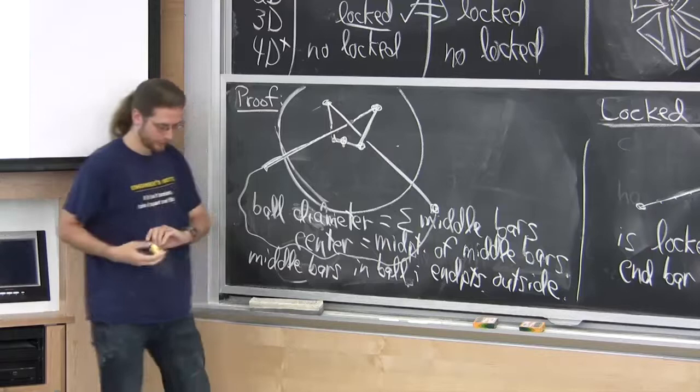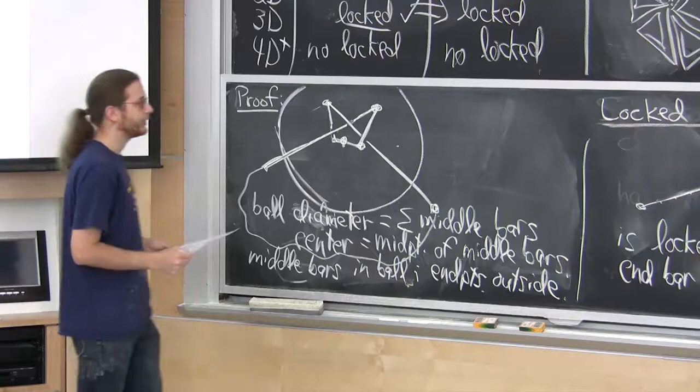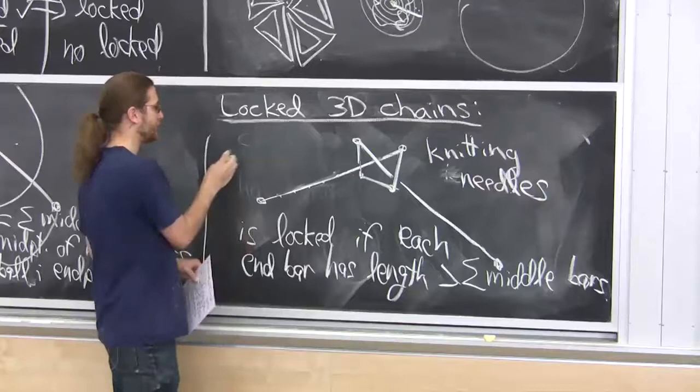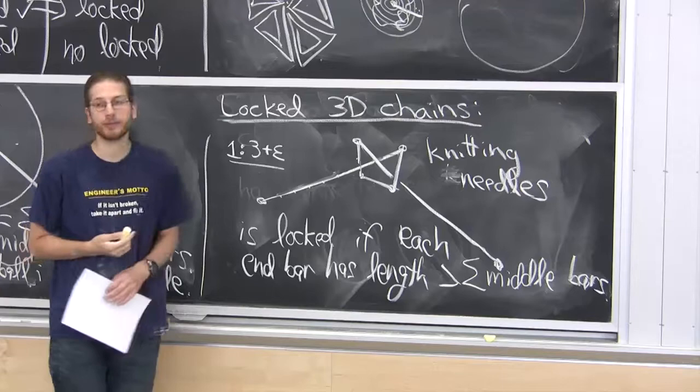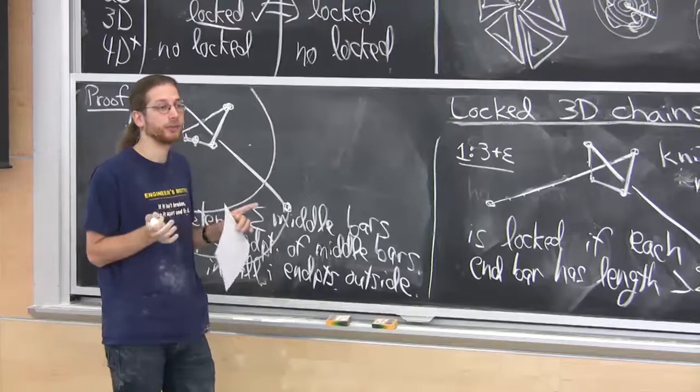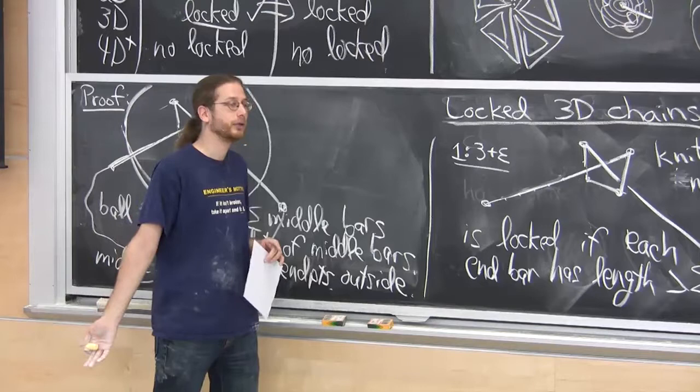Let me tell you a bunch of cool open problems. This is really the only good example of a locked 3D chain we have. And it has length ratios. The best you could do is like 1 to 3 plus epsilon. If each of these is length 1, these have to be 3 plus epsilon. Is that the best? Or could it be, for example, that all the edges are between length 1 and 2, and the chain is locked? We don't know. In the extreme case, what if all the edge lengths are the same, all length 1? Is there a locked 3D chain?